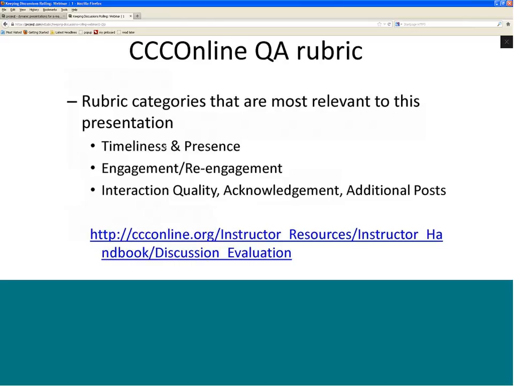And then the last three. Interaction quality is that the instructor is regularly interacting with all the students, both on an individual and sometimes even a group basis or a several-student small group basis as appropriate. Acknowledgement is that the instructor is acknowledging that the students understand the content. And by the way, that also means if the students are not understanding the content and they're not on the right track, acknowledgement that that is the case is also, of course, valid. And then additional post is just that the instructor is adding additional information and directing the conversation along the way.